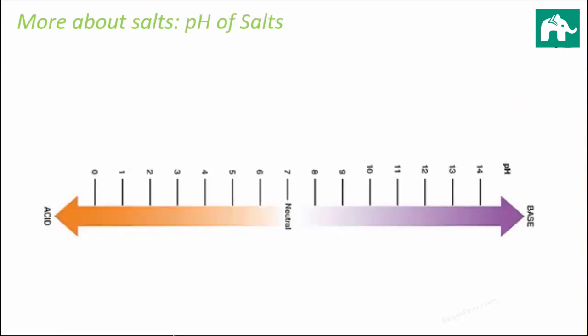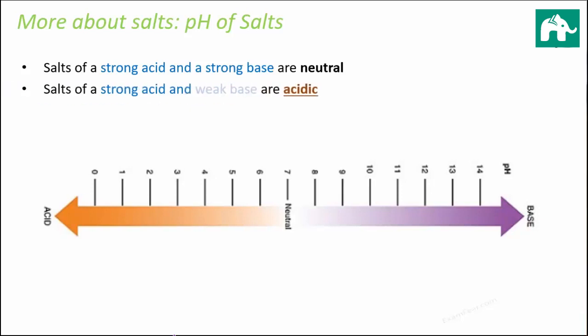So let's talk about the pH of salts. Now we notice that a salt which is made up of a strong acid and a strong base is neutral, because the strong acid and the strong base neutralize each other's effects. But if a salt is made up of a strong acid and a weak base, which one will dominate? Obviously the acid, because the acid is stronger, and therefore the pH of the salt would be acidic. That is, it will be between 0 and 7.